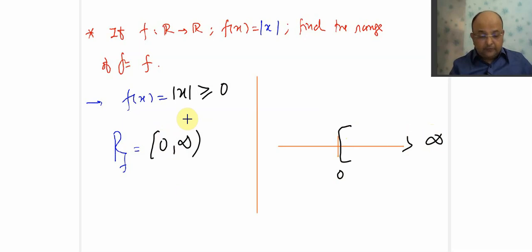And one more thing, some people ask me, sir, when there is infinity, a closed interval does not apply. Now let me ask you, what is infinity?